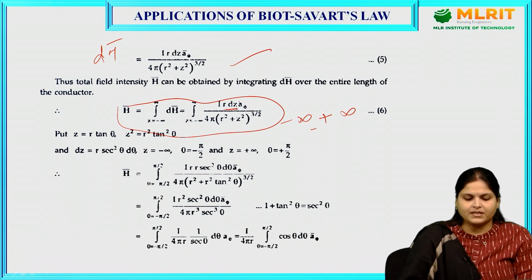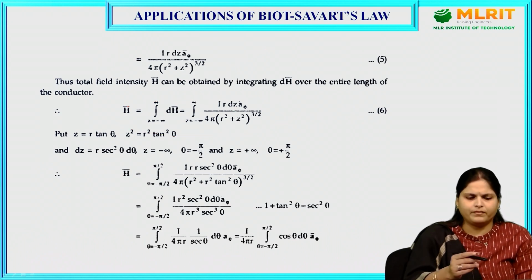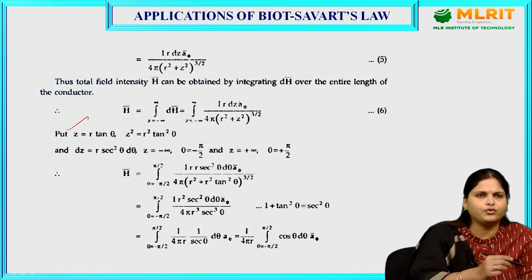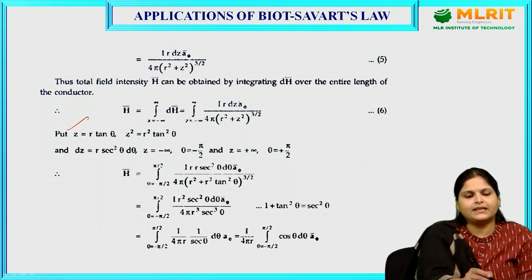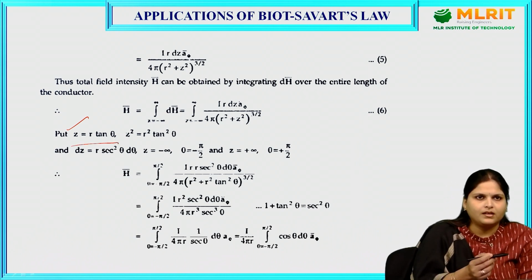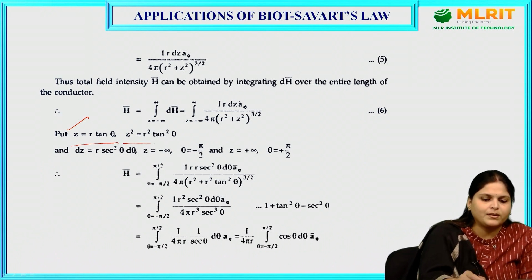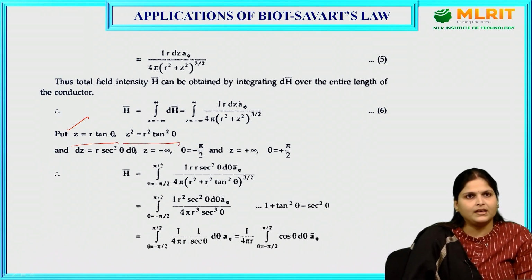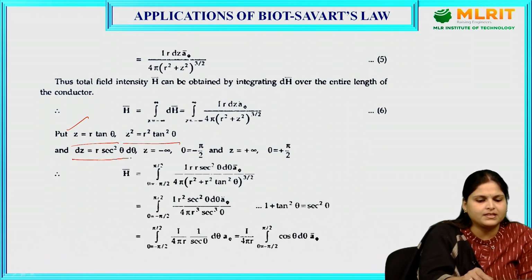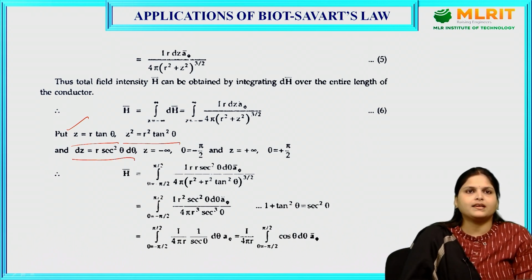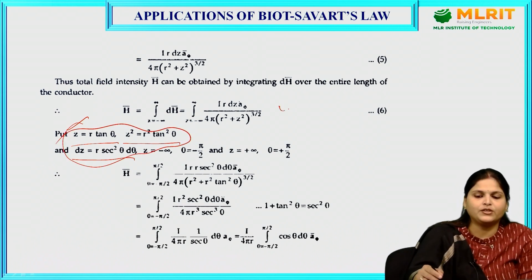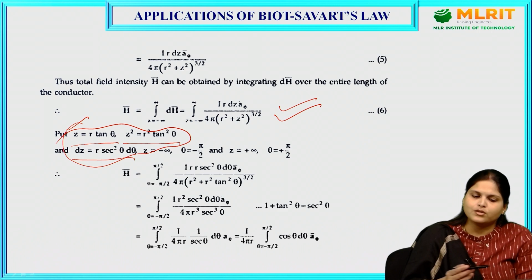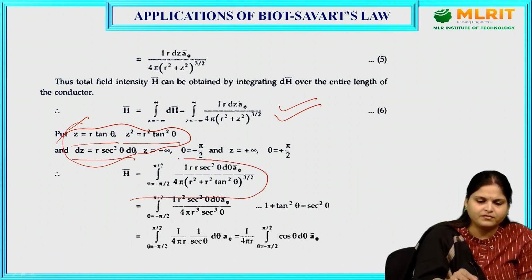Now, we need to make some assumptions, or we will consider a few more expressions. We will put z is equals to r tan theta. Now, if you square both the sides, this z square becomes r square tan square theta, and if you differentiate it, this dz becomes r sec square theta d theta. So, these expressions we need to put in this formula. When we put it, we will get this expression.